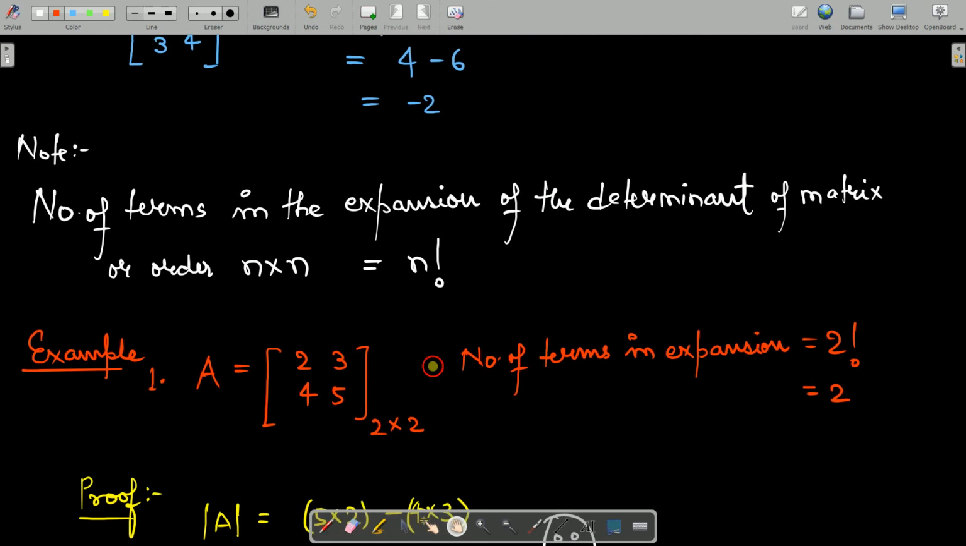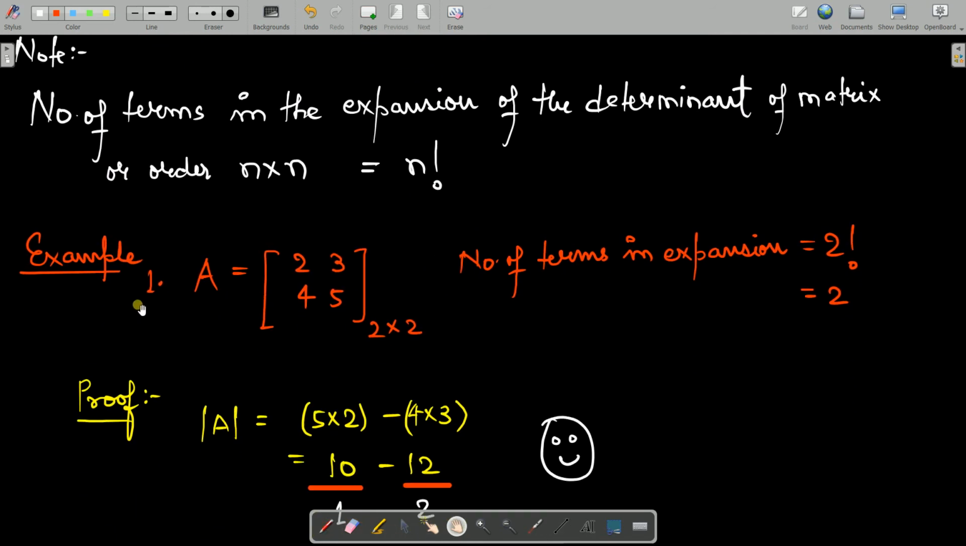If you want to verify it, let's see an example. Example 1. We have a matrix A which is 2, 3, 4, 5. If I ask you how many terms you will get in the expansion of this, of course you can say, sir, this is a 2 cross 2 matrix. The order is 2, so we can say that this is 2 factorial, which is 2.